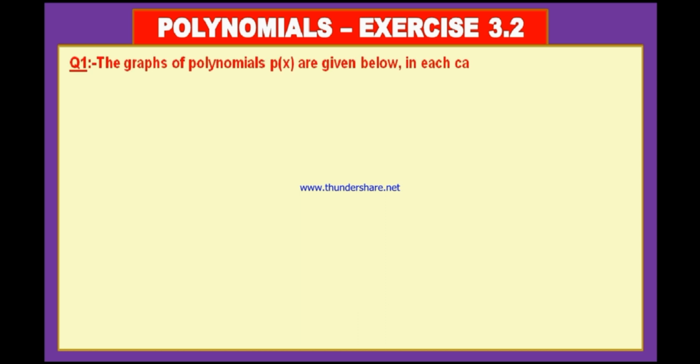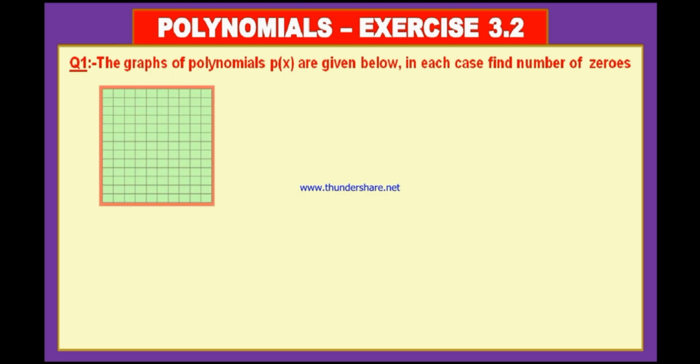The graphs of polynomials p of x are given below, and in each case find the number of zeros. I shall repeat. The graphs of polynomials p of x are given below. In each case find the number of zeros.